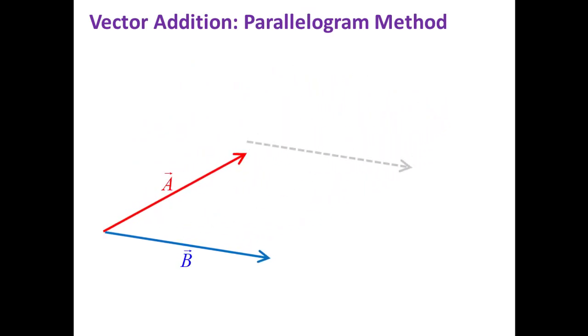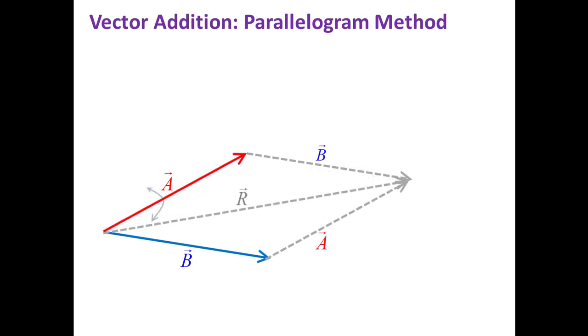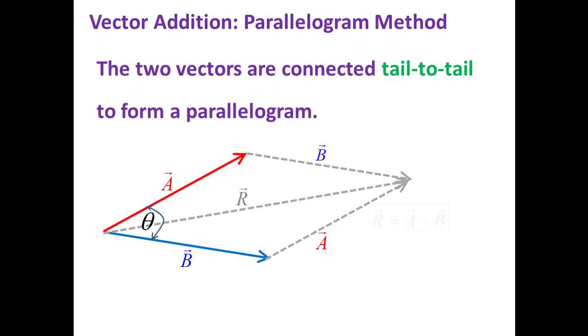Now let us move on to vector addition using the parallelogram method. If this is vector A and this is vector B, in a similar way as we did for the triangle method, we can join them together to form a parallelogram. This is the parallelogram method of vector addition. The two vectors, as you can see here, are joined tail to tail. But in the case of the triangle method of vector addition, we joined them head to tail. But now they are connected tail to tail.